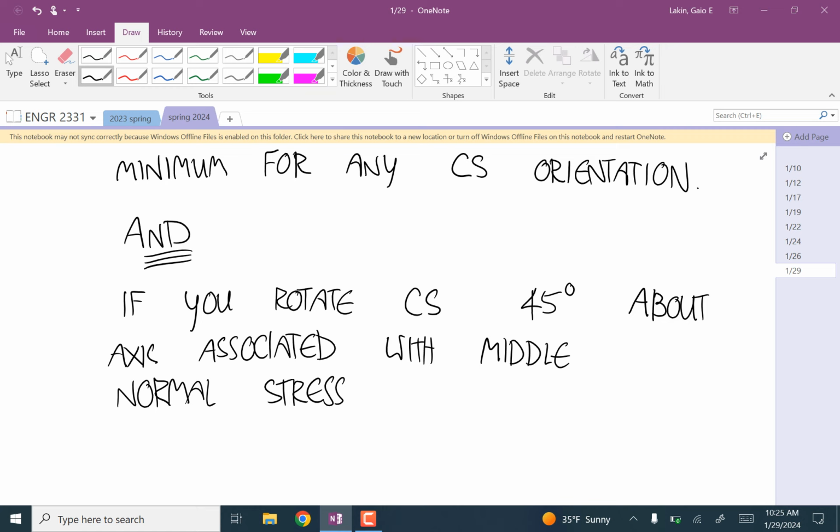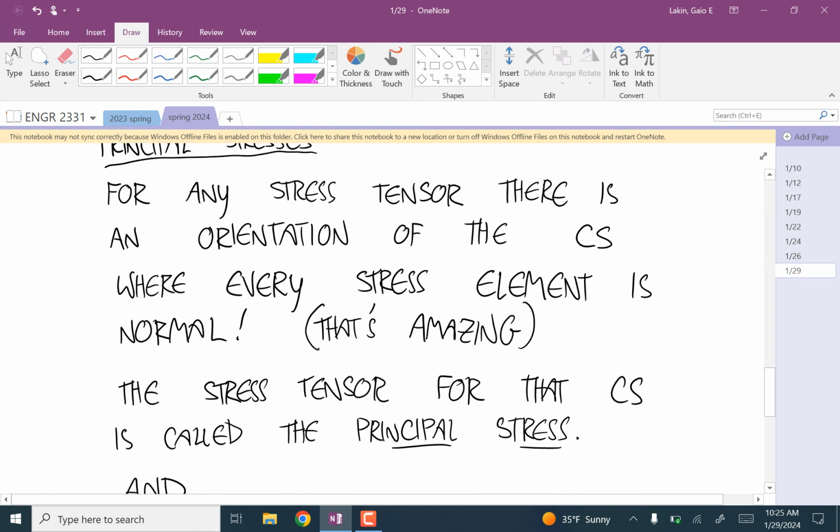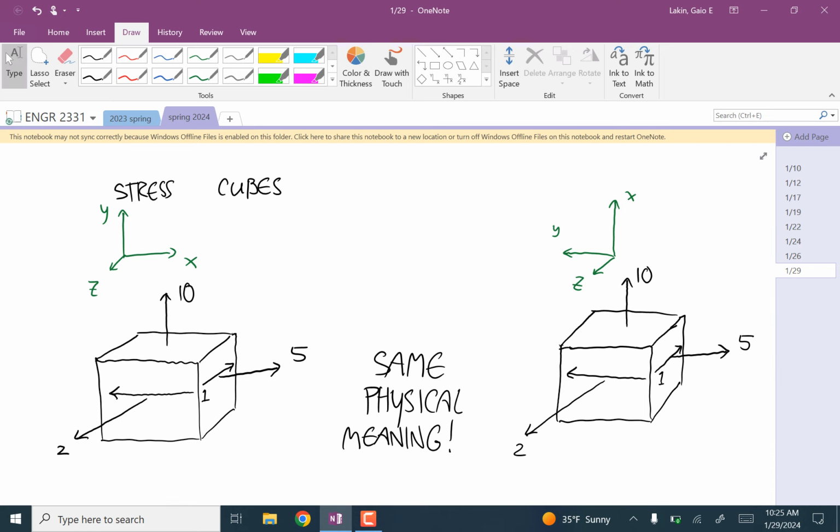With the same signs? It depends on the coordinate system. Like if you think about this one, or like which direction you're flipping that face? Yeah, right. There are 6 faces, so I guess there are always 6 permutations of the principal stress tensor.